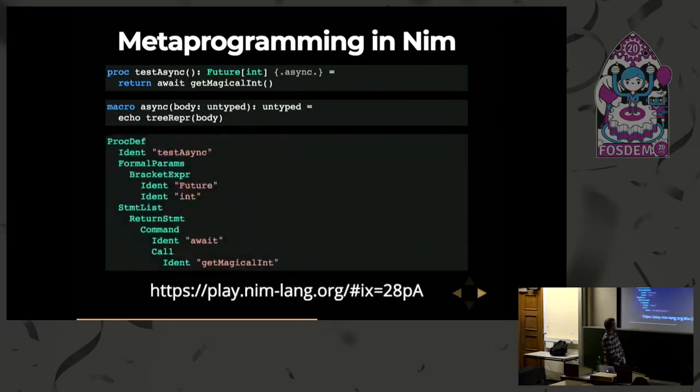And this is what that looks like. So at the bottom, you have a link if you want to try it out on the Nim Playground. You can run it in your browser. But basically, you get this nice tree structure where you have each of the components of our procedure: the name, test async, the parameters, in this case just a return value, and the body, which contains the await and the return statement.